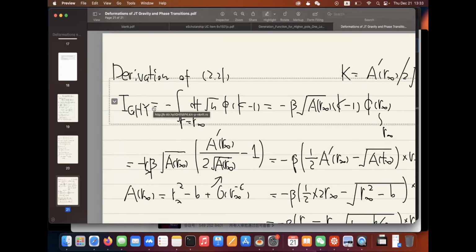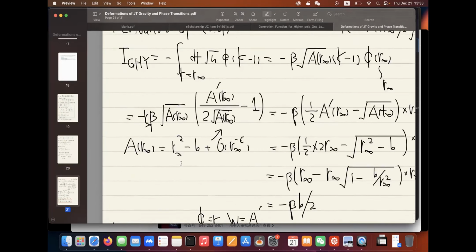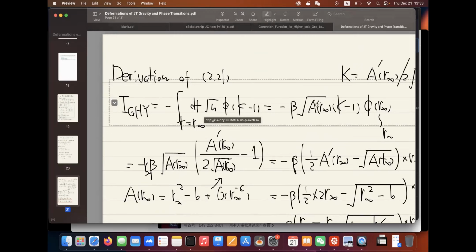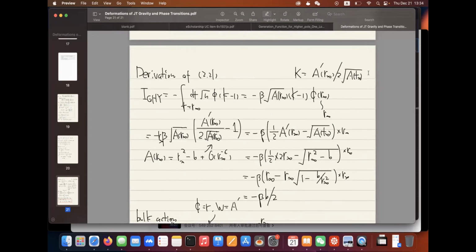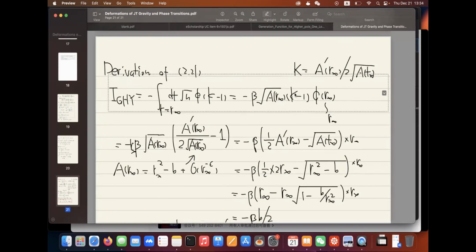We have the boundary action. You can just write it. Then you calculate the external curvature K. It is just AR at infinity, and sorry, this is the metric. This is the external curvature. And you put everything into it. Good. Then what can you get?